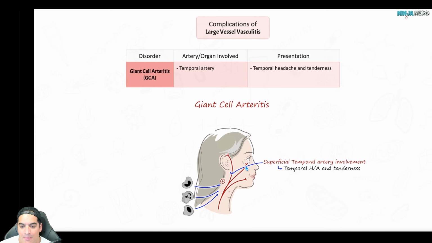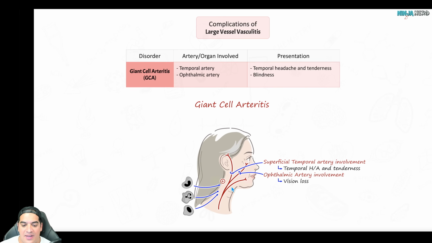It also can inflame this little branch right here called the ophthalmic artery, which can narrow the blood flow going to the actual retina, which can lead to amaurosis fugax, which is a temporary blindness, but then over time it can lead to complete and permanent vision loss. This is the most feared complication of giant cell arteritis.